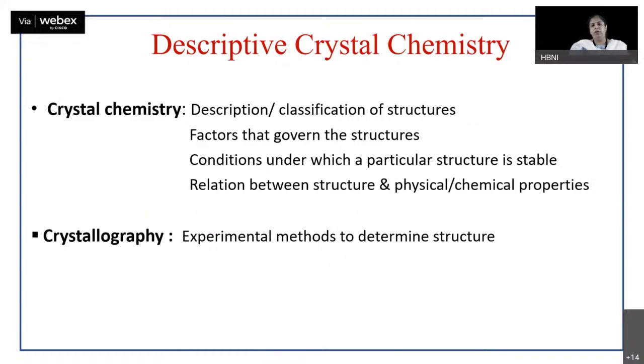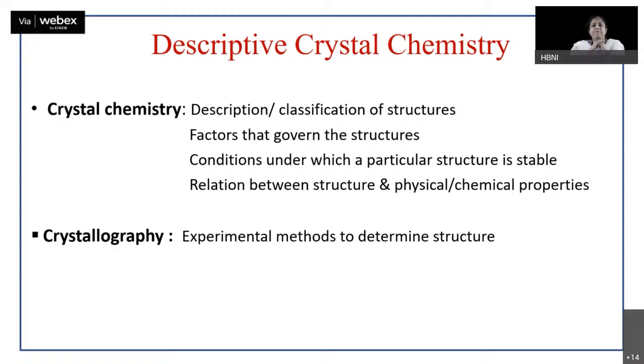From this slide onward, we will talk about crystal chemistry. The first concept that I want to clarify is that people use crystal chemistry and crystallography interchangeably. Here I want to tell you the difference between them. Crystal chemistry is basically the description or classification of the structure. What are the factors that govern that particular structure? What are the conditions under which I can make that structure stable? And what is the relation between the structure and its physical and chemical properties? When I study all this, I say I am studying crystal chemistry.